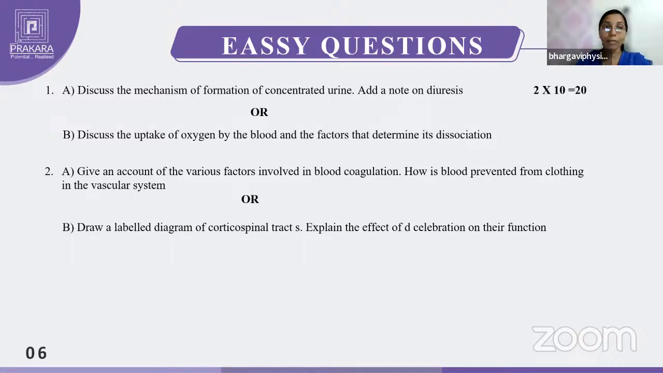Okay, in this form you have to write the question B under question number 1: discuss the uptake of oxygen by the blood and the factors that determine its dissociation. If you need more information on how to present and prepare for that one, you can go to our Prakara exam module, where you can study the content thoroughly, and more description will be there.